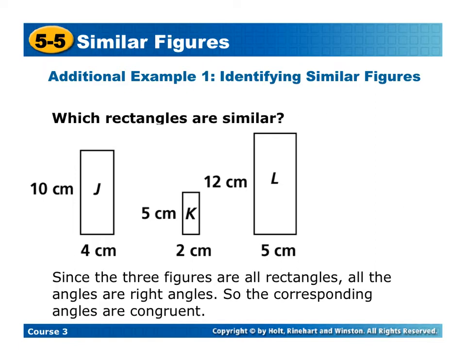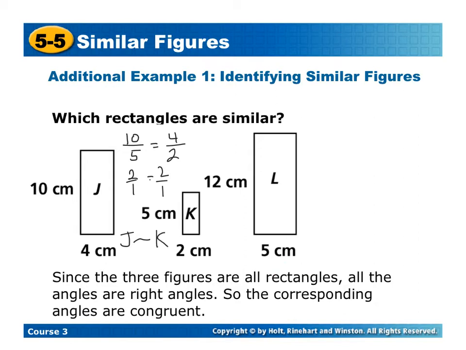So I'm going to try with J to K first. So here I'm going to put 10, which is J, over the 5, which is K, and that has to be the same as the 4, which is J, over the 2, which is K. So 10 divided by 5 is 2 over 1, 4 divided by 2 is 2 over 1. So we can say that J is similar to K.